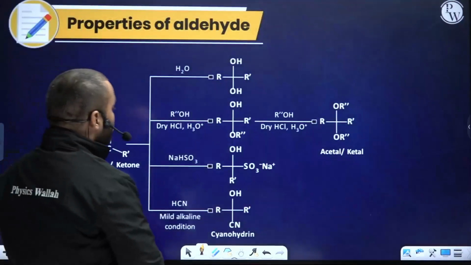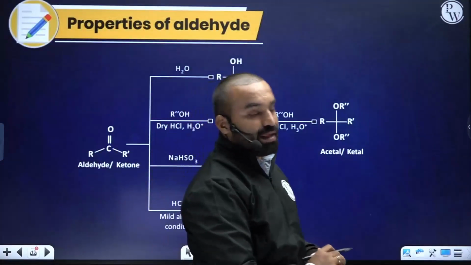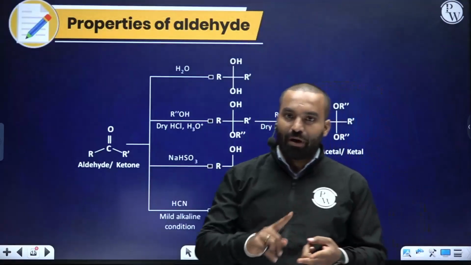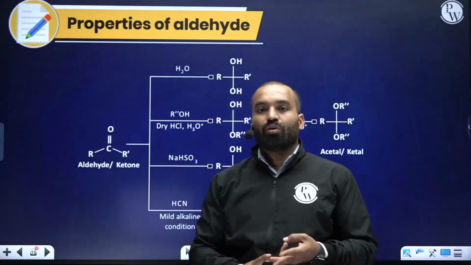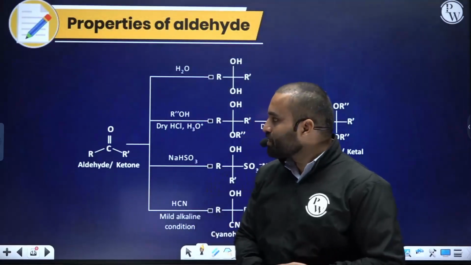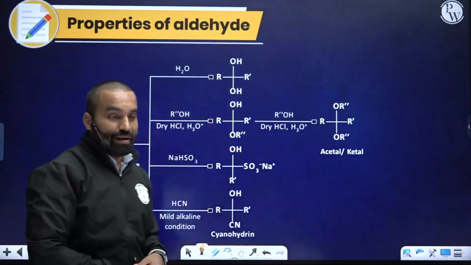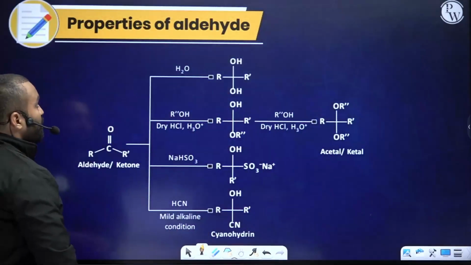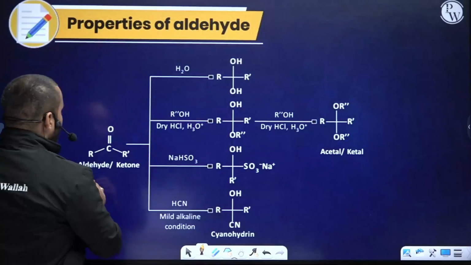Now we have some properties of aldehydes to discuss. We have prepared aldehydes, we have prepared ketones, we have now seen how to prepare benzaldehyde. Let's discuss some of the reactions of aldehydes. What aldehyde or ketone can do for us. Suppose I start from an aldehyde or ketone.